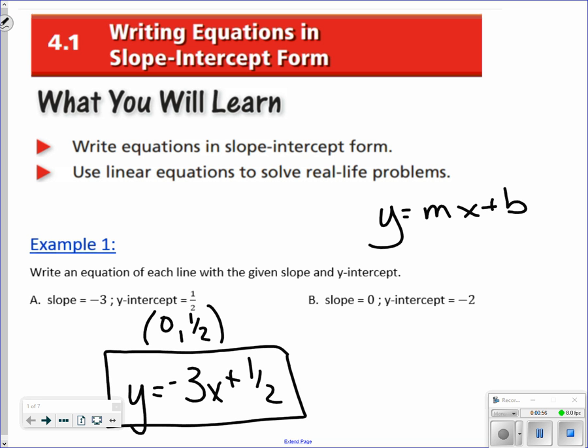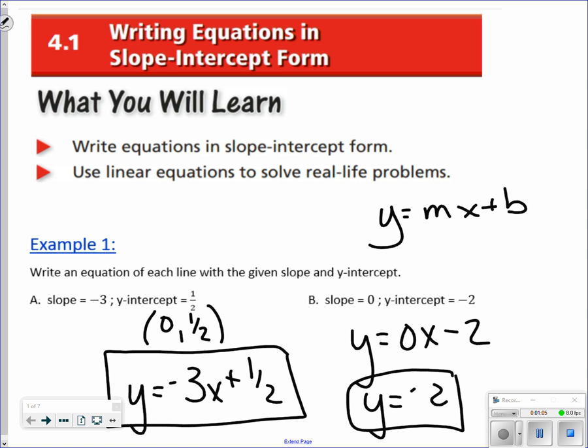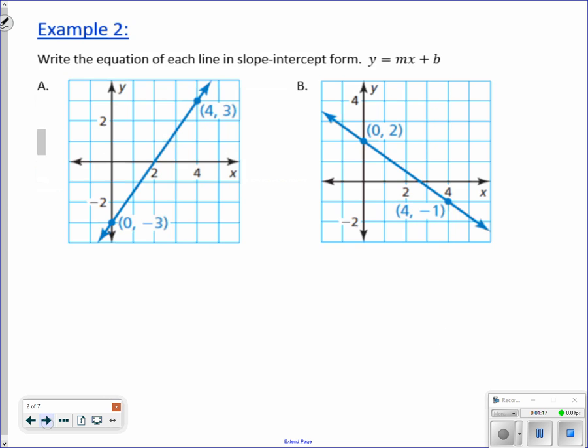And in the next one, you can write it with a 0. It's technically not incorrect, but it's unnecessary. If you have a 0x, you don't need to actually write in the 0. So y would equal -2. A slope of 0, we already know from last chapter, is a horizontal line that goes straight across at -2.